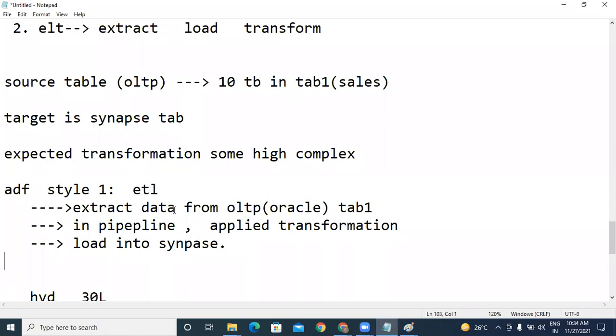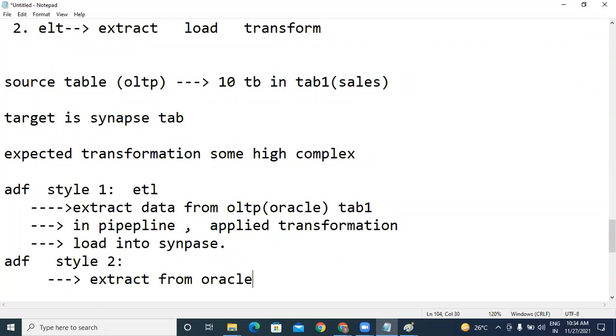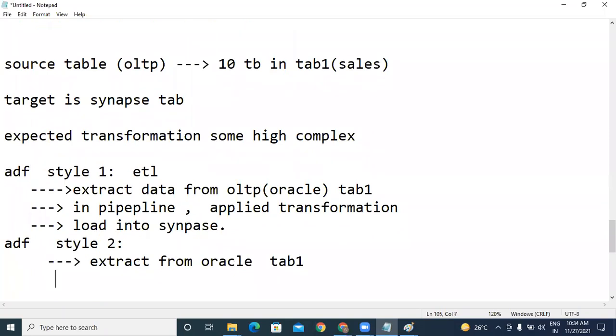Come to the second style. The same work in reverse order. Let's go with style 2. First extract from Oracle on-premise tab1. I'm not performing any transformations. Load into Synapse, because data is structured, right? I can store structured data in Synapse. I'm extracting and loading into Synapse.